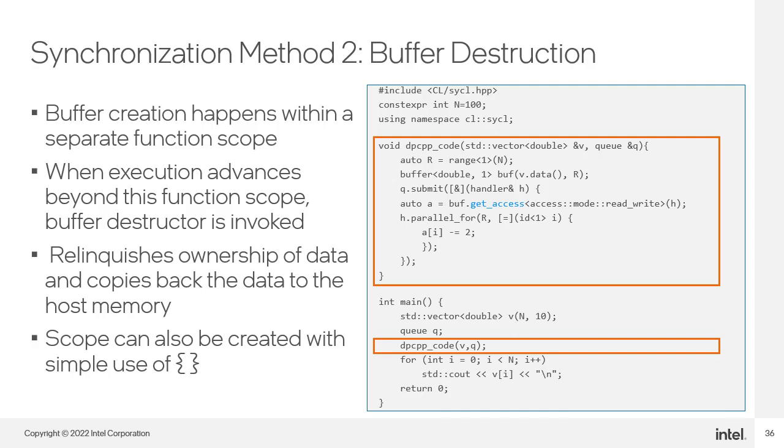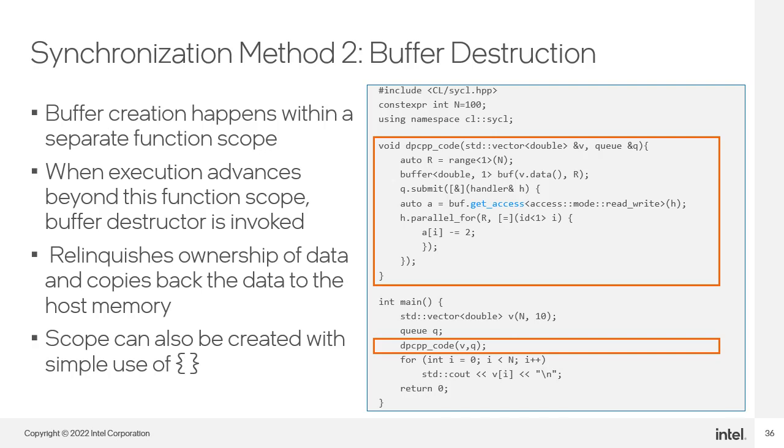The second way to impose synchronization is by declaring the buffers in their own scope, that is, creating buffers within a separate function. When execution advances beyond this function scope, the buffer destructor is invoked. This causes data ownership to be relinquished and the data is copied back to the host memory.